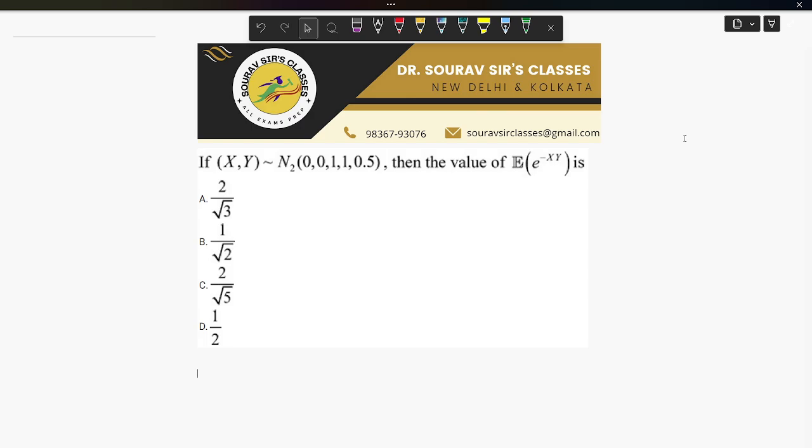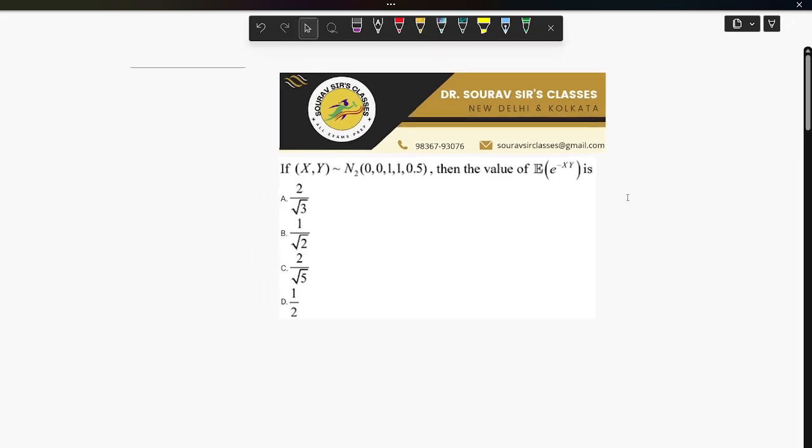So now we are going to solve a problem that appeared in the IIT JAM Mathematical Statistics paper. The question is telling us that (X, Y) can be approximated by a bivariate normal with parameters (0, 0, 1, 1, 1/2), then what will be the value of the expectation of e to the power minus XY? So we have to calculate the expectation of e to the power minus XY.